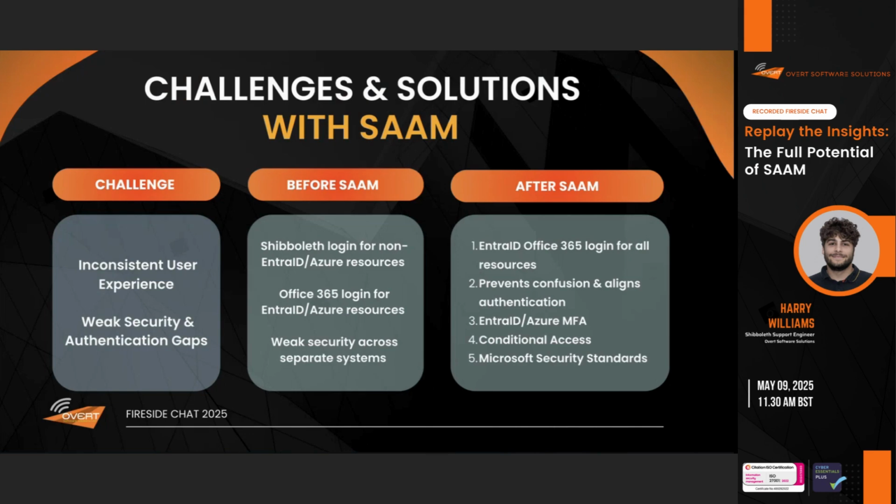So organizations often face a few different challenges with separate access management systems, and this table sums it up perfectly. A big one is the inconsistent user experience, as you can see under the before SAM. When logging into non-Entra ID resources, users see a Shibboleth login page, but for Entra ID resources, it's the Office 365 login page. SAM sorts this out by providing the Entra ID Office 365 login page for all resources, preventing confusion and aligning organizational authentication. That is point 1 and 2 on the after SAM side.